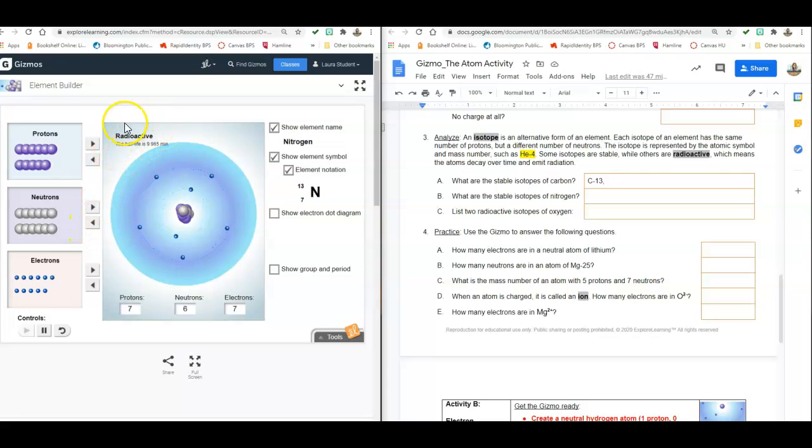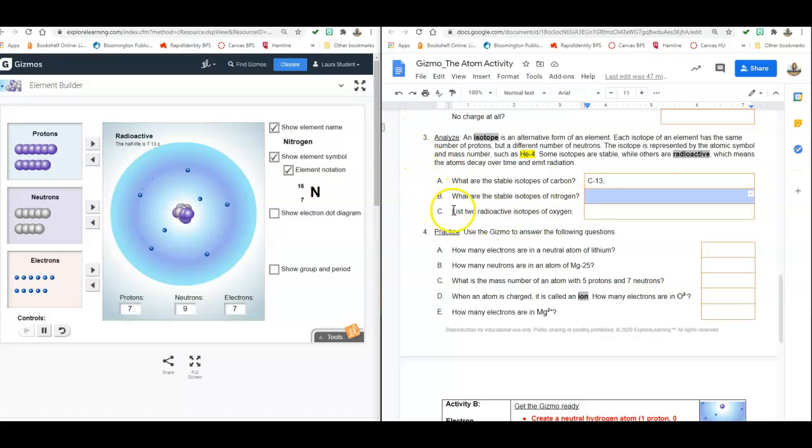Nitrogen 13 is radioactive, so let's try the other way. Let's see if we can build a larger stable isotope. Oh, and nitrogen 16 is also radioactive, so it looks like we have two stable isotopes of nitrogen, and you can type your answers in 3B.